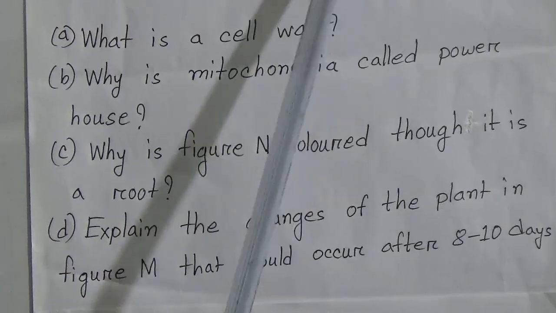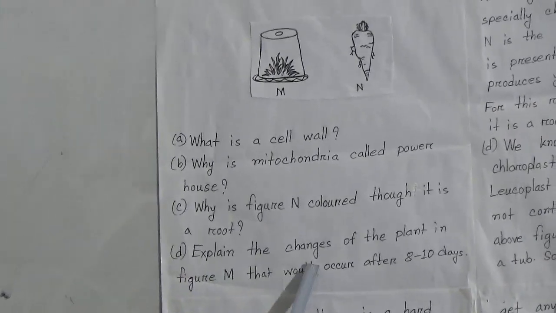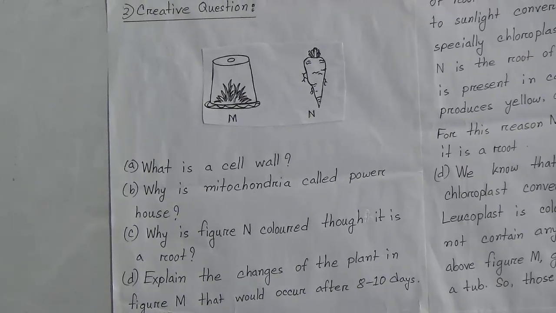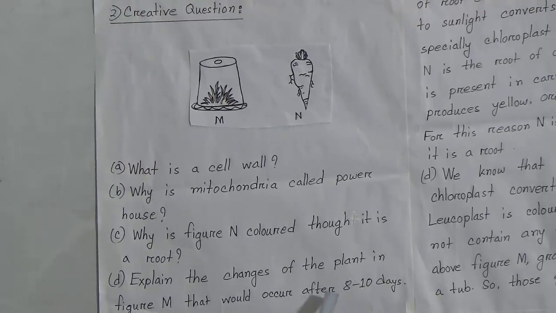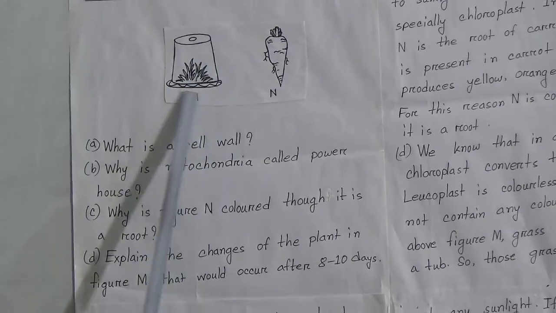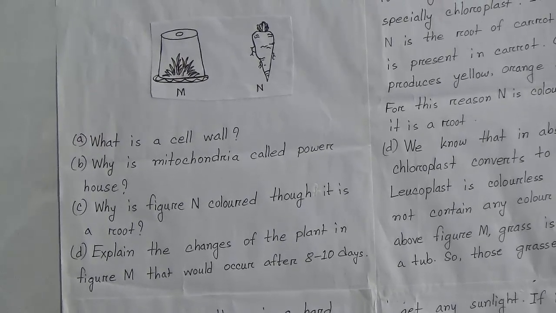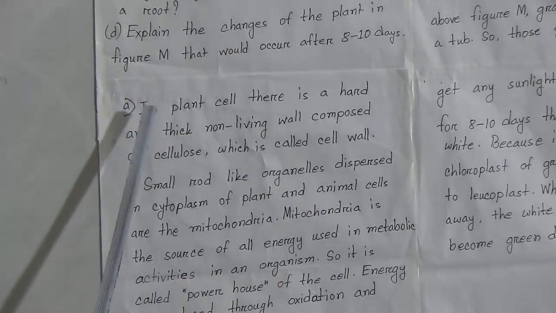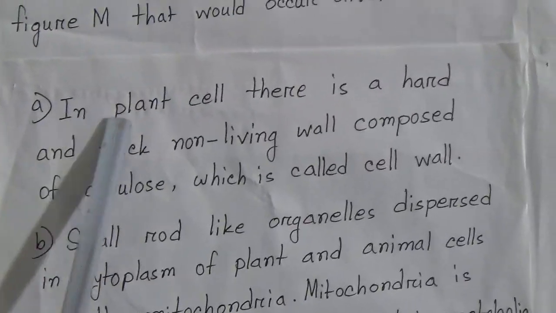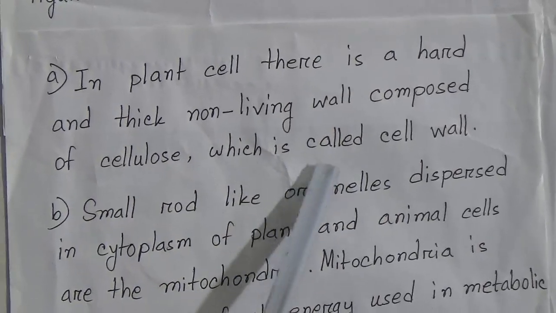That means this figure. D number, explain the changes of the plant in figure M that would occur after 8 to 10 days. That means this figure. Now we will start our answer. Answer A. The 1 number question was, what is a cell wall? The answer is, in a plant cell there is a hard and thick non-living wall composed of cellulose, which is called the cell wall.